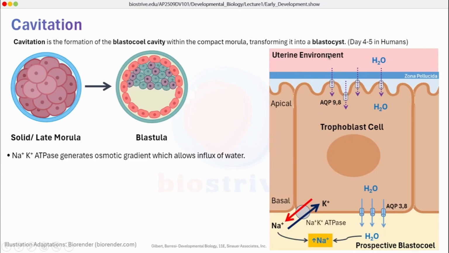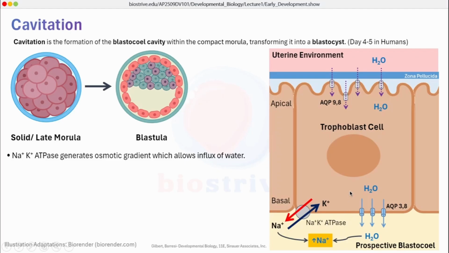So the uterine environment will start pushing some fluid to these specific cells, to aquaporin 9 and 8 present on the apical surface, and the sodium potassium ATPase is working, which is developing the gradient of sodium ions. The sodium ion concentration will rise outside the cell. Water follows the sodium ion, and the water will start leaking out of these trophoblast cells. There will be hydrostatic pressure, and this hydrostatic pressure will result in the formation of small cavities.